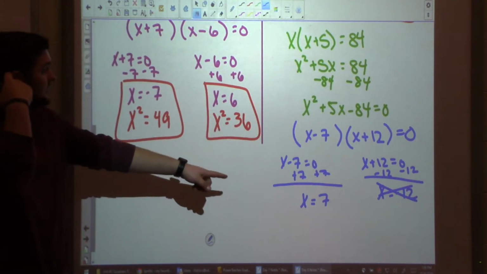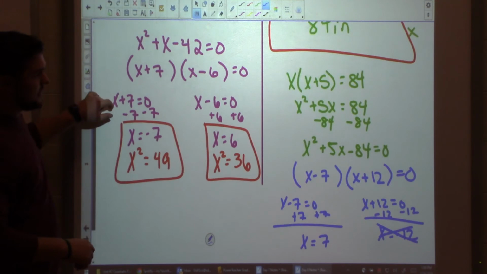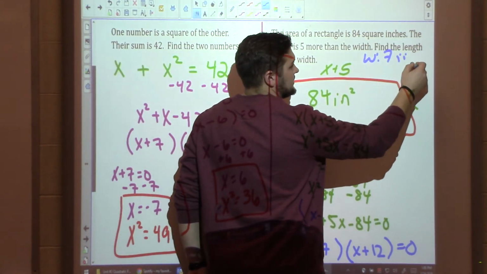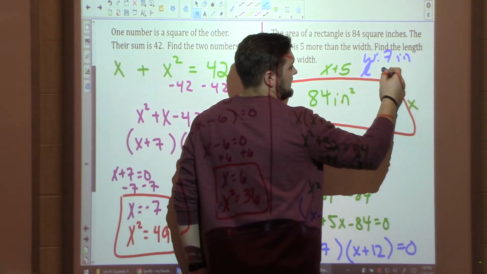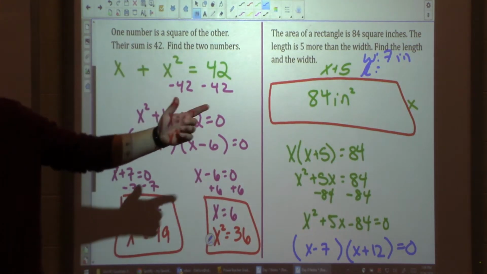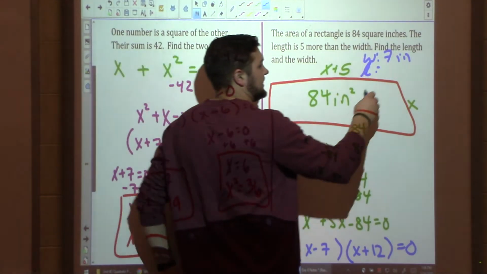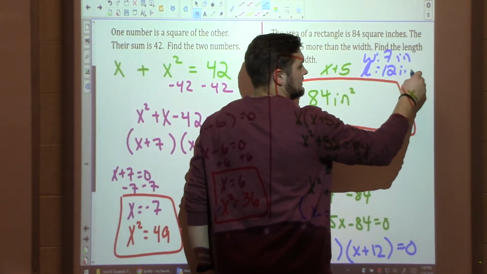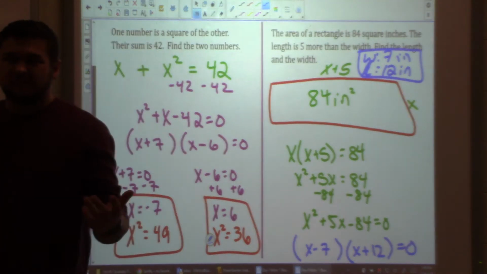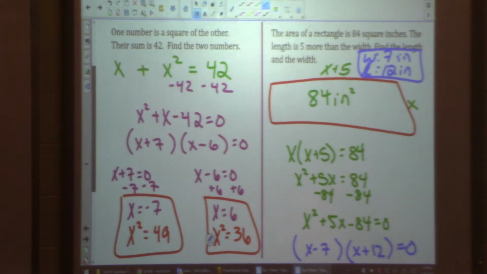Okay, so I know 7. 7 inches is going to be my width. So width, 7 inches. What's my length going to be then? 12, right? 7 plus 5, x plus 5. So my length is 12 inches. Good. Those two problems weren't so bad, were they?